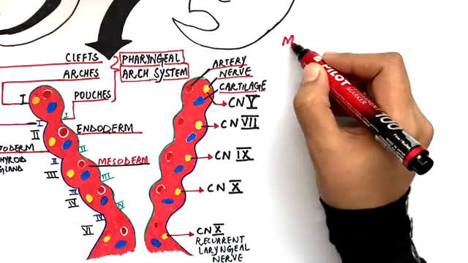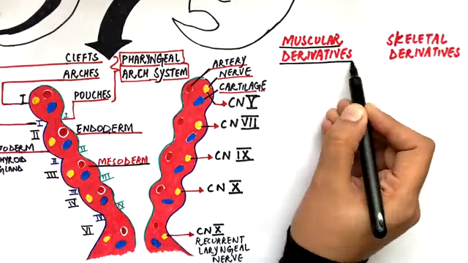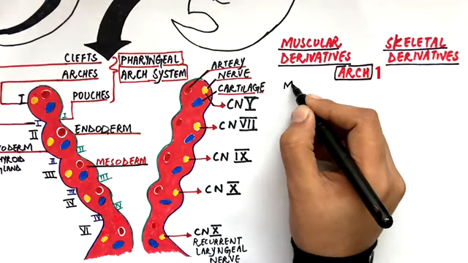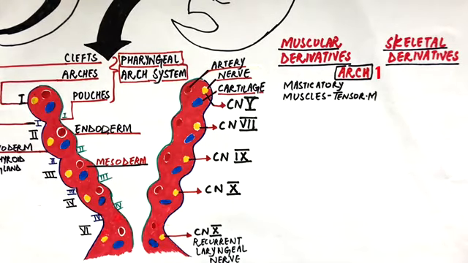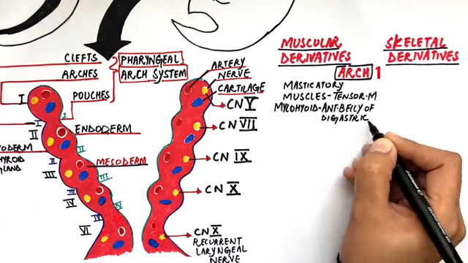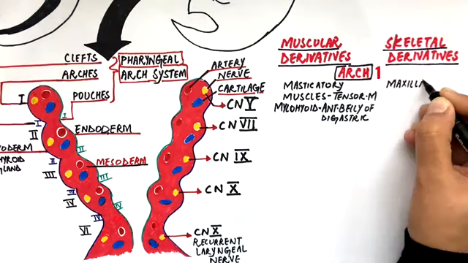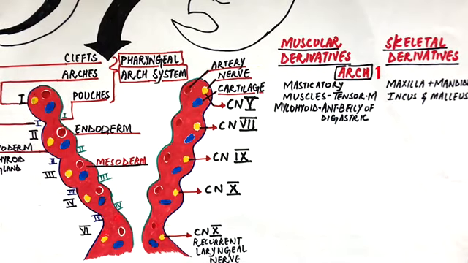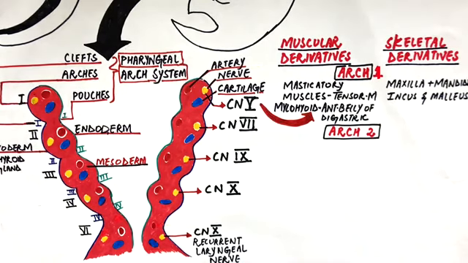Let's look at the derivatives of the arches now. Each arch will have a muscular derivative and a skeletal or cartilaginous derivative. The muscular derivative of the first arch will be muscles of mastication, tensor muscles such as tensor tympani and tensor veli palatini. Mylohyoid muscle and anterior belly of digastric are also examples of the first arch musculature. The skeletal derivative of the first arch is mainly the maxilla and mandible. Ear bones such as malleus and incus are also derived from the first arch. The first arch musculature will be innervated by the nerve of the same arch, which is the trigeminal nerve.